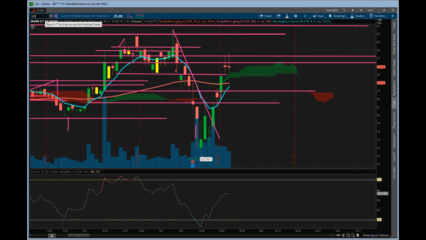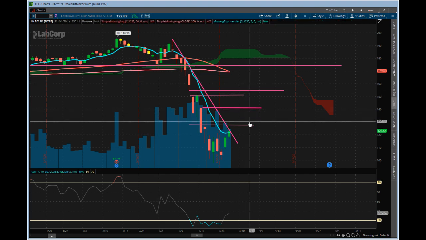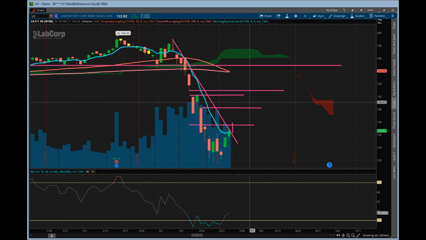Yeah, let's take a look. LH. LabCorp finally making a little bit of a move. Nice little tick here over the downward trend line. Let's see if we can confirm above this with some good volume, and then maybe this thing can start working its way up. I mean, it should, right? They're doing all the tests, and supposedly we're doing more tests than everybody in the world combined, right? So that should be bullish for it.